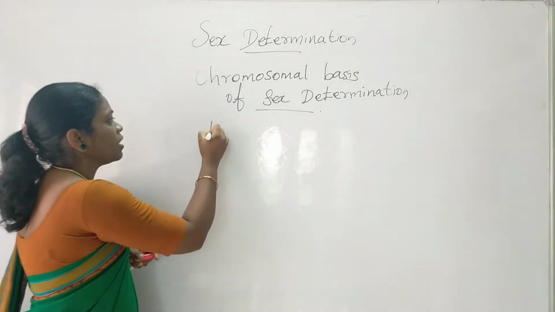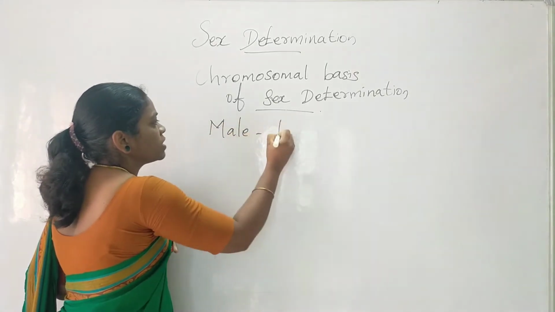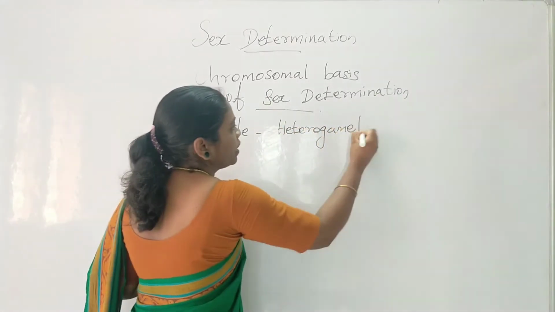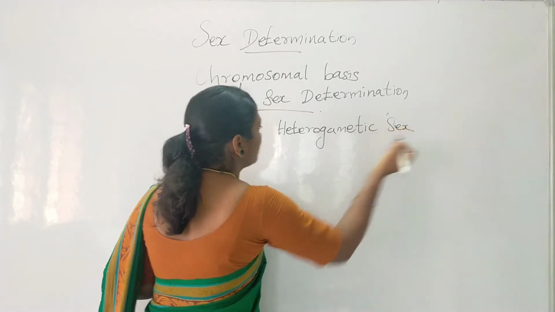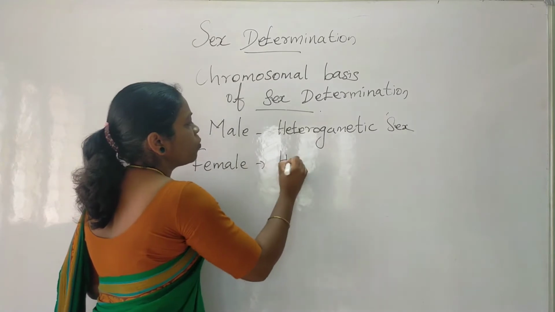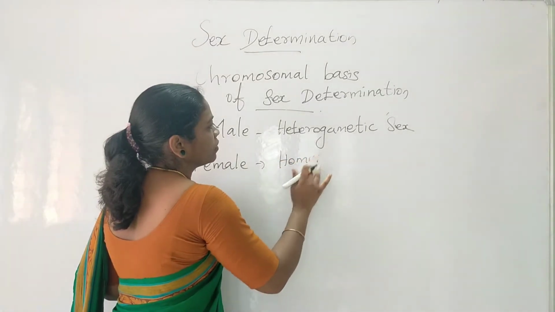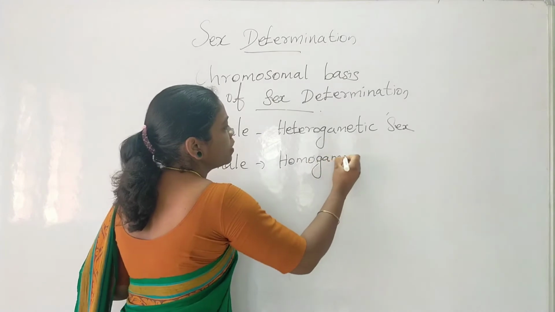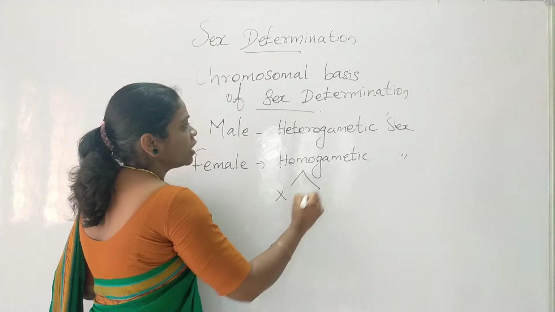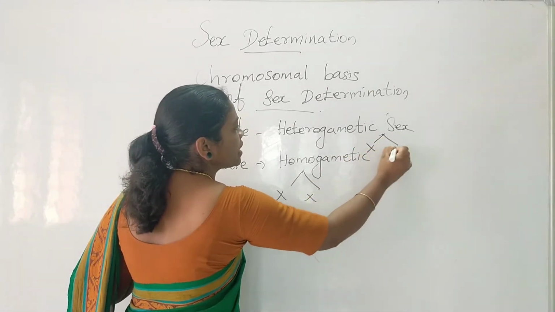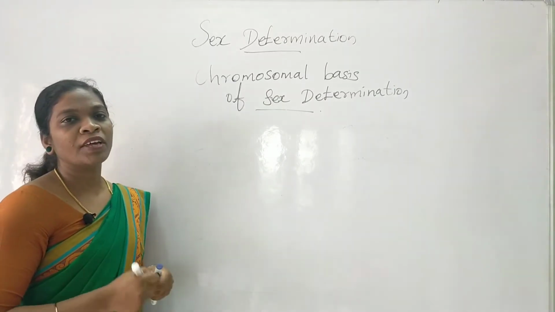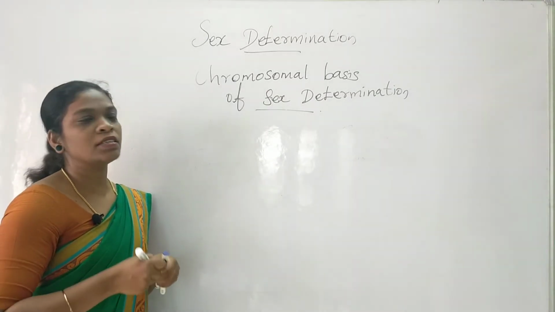That is why the male is known as heterogametic male or heterogametic sex. Female is known as homogametic sex, because she will produce the same type of gametes, X and X, and the male will produce two different types of gametes, X and Y. We will go into detail about the chromosomal basis of sex determination.